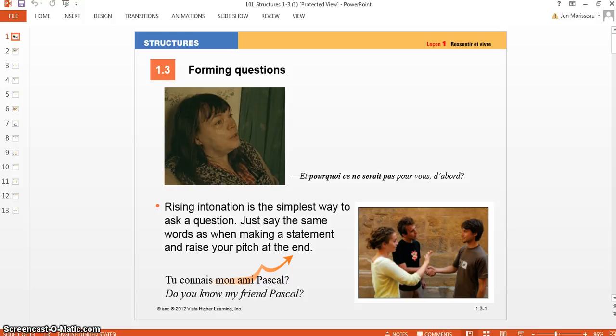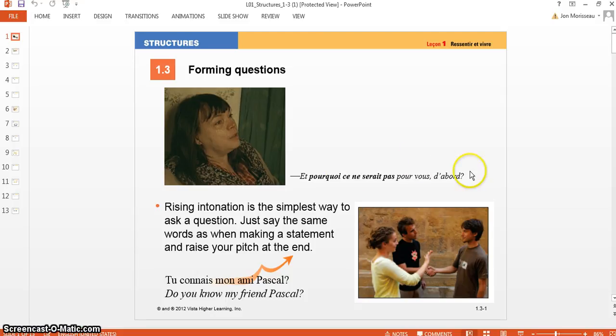it begins with the simplest way to form a question in French, which is simply to use the way one intones a sentence to ask a question. So rising intonation, simplest way to ask a question. Say the same words as the statement when making a statement and raise your pitch at the end. So, do you know my friend Pascal? Similarly, in French, we would say, tu connais mon ami Pascal?